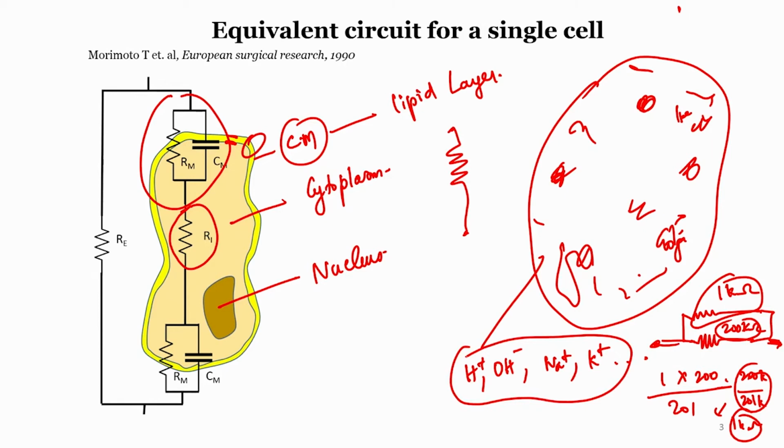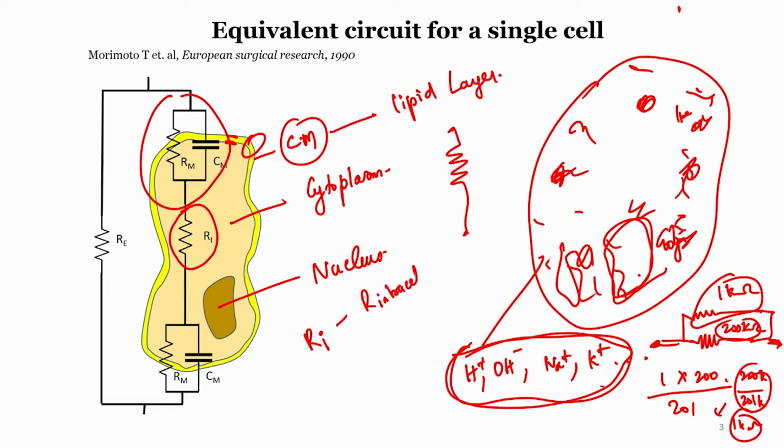ions inside the cytoplasm. That is why no matter what all things are there inside, including the nucleus, it is not going to affect the effective electrical property of the cytoplasm, because it is overpowered, or majorly dominated, by the highly conducting ions in the cytoplasm. That is why it is modeled as a resistor. This Ri means ionic resistance, or intracellular resistance, you can call it in different ways. So this is R intracellular, inside the cell.